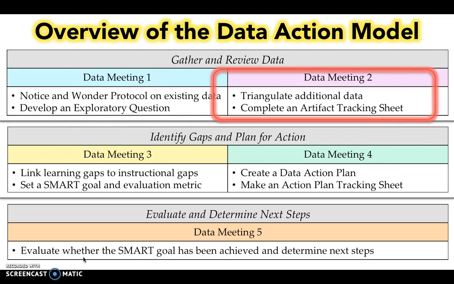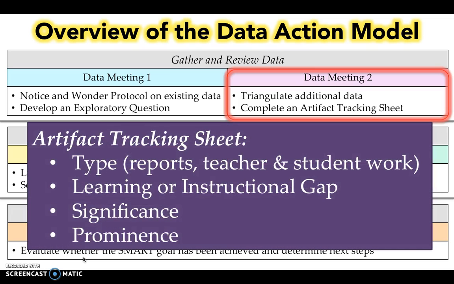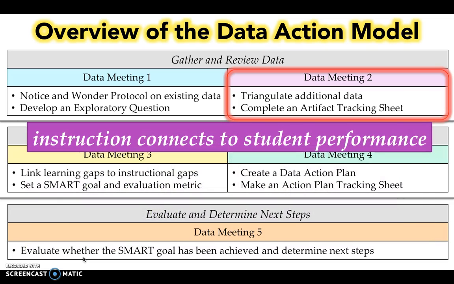Data Meeting 2 explores additional data related to the exploratory question. Prior to Data Meeting 2, the PLC collects other data reports as well as teacher and student work that can help shed light on the apparent gap. During Data Meeting 2, the PLC places this additional data into an artifact tracking sheet in order to label each as evidence of a learning gap or instructional gap and to indicate the significance and prominence of those gaps among students. Once this triangulation is complete, the PLC should have a better understanding of how instruction connects to student performance.